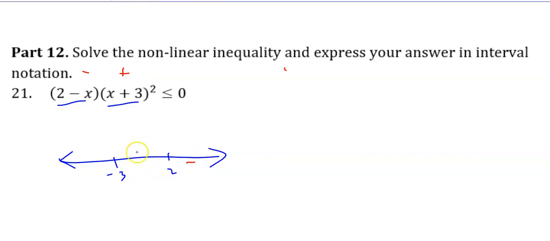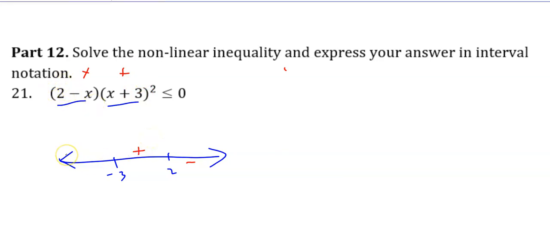In the middle, plug in 0. So 2 minus 0 is positive. Sorry. And then 0 plus 3 is positive. And squared is still positive. So positive times positive is positive.